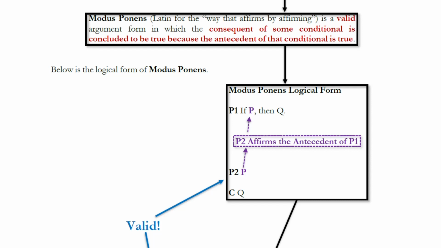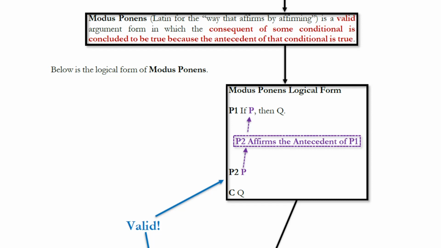Modus Ponens is a Latin phrase that stands for the way that affirms by affirming, and it is a valid argument form in which the consequent of some conditional is concluded to be true because the antecedent of that conditional is true. The logical structure of a Modus Ponens argument is the following. Premise 1, if P then Q. Premise 2, P. Conclusion, Q.